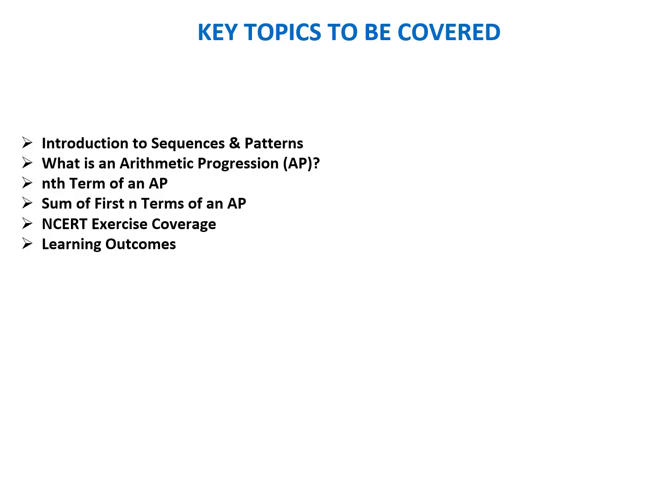Okay, so the key topics that we're going to cover today as a part of this chapter are: we'll understand the concept of sequence and patterns. We'll understand what is an arithmetic progression, which we normally call an AP. We'll understand the nth term of an AP and how to find the sum of the first n terms of an AP. Then we'll solve all the questions of the exercises in the NCERT, and then a quick snapshot of what we have learned in this chapter. So let's move to the first slide.